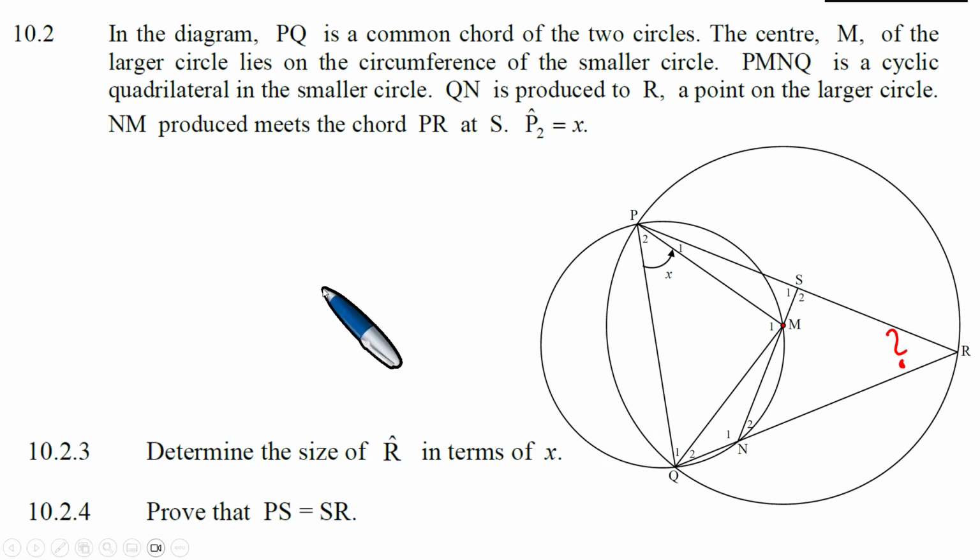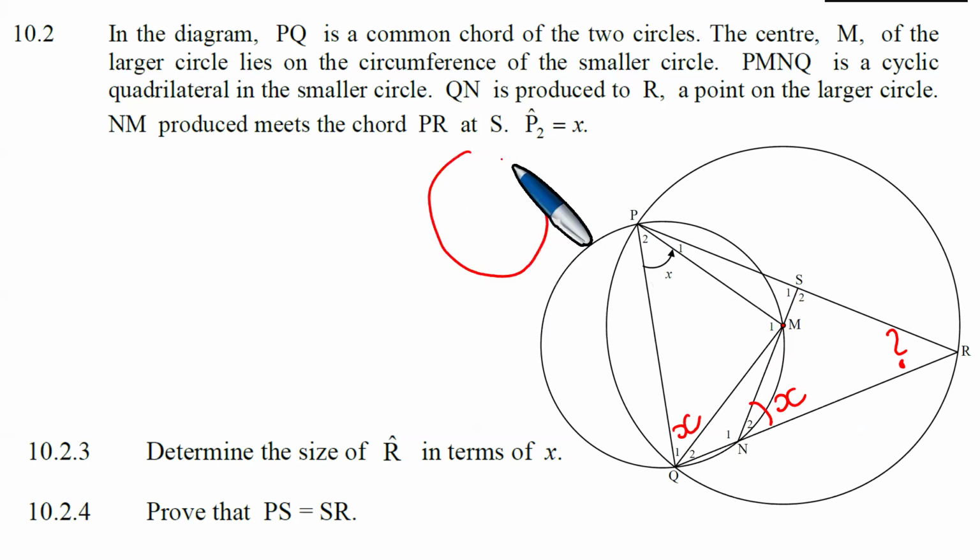Determine the size of angle R in terms of X. You have 3 minutes. Because this angle you already know is X, so you put it here. This one you already know is X, so you put it here. And then you can see what this shape resembles. It resembles something like this.